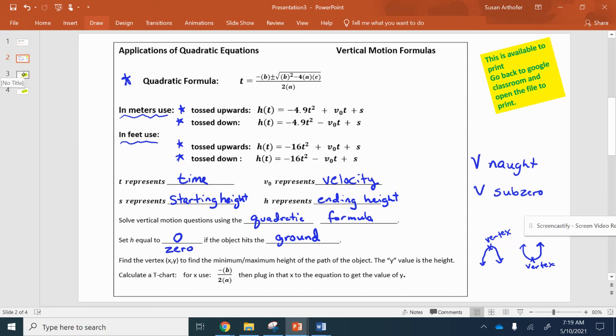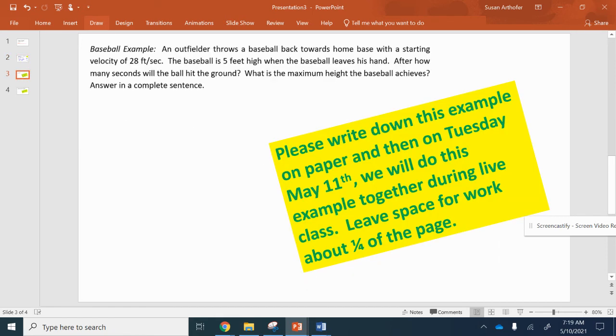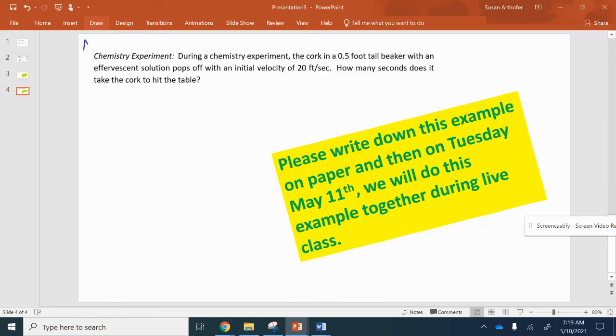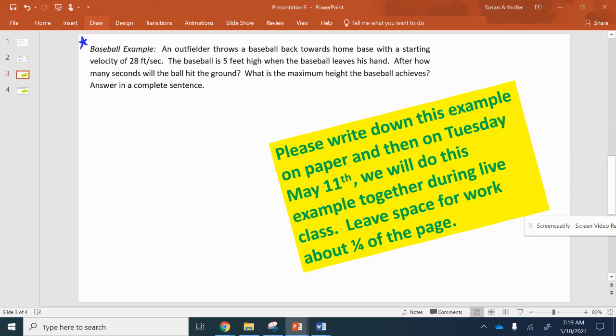Now on the next slide, there's this baseball example, and on the slide after that is the chemistry example. So your homework tonight, here's the baseball one, is to go ahead and hit pause, write down this example on paper, and then on Tuesday we will do this example during live class, so make sure you are attending. Leave space for work about a quarter of the page. So you have 2 problems, split it about in half, quarter ways down.